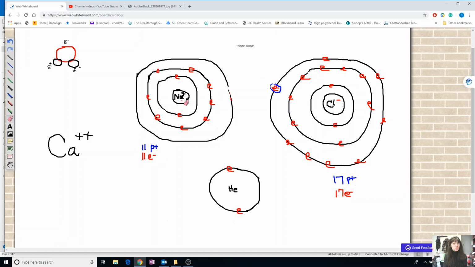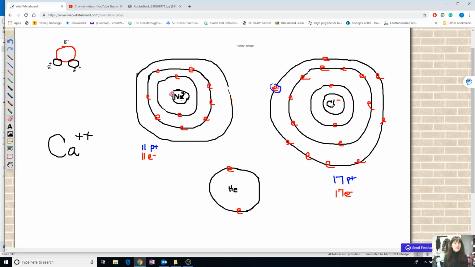Remember, opposites attract, right? Like north and south poles attract, opposites attract. Whenever we have a negative and a positive, they're going to be attracted to one another. And it's a very strong attraction because we've actually lost an entire electron to this atom. So that's a very strong attraction. That's what forms an ionic bond.